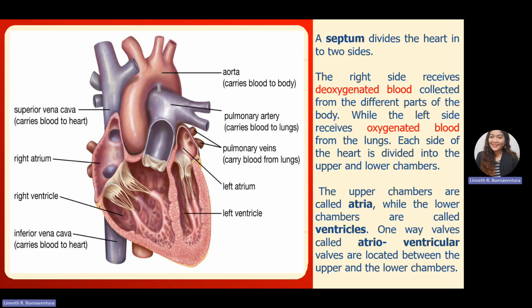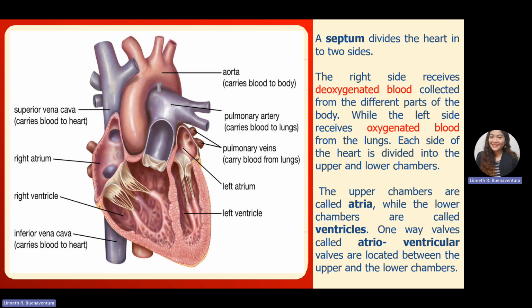The heart has different chambers. We have four chambers, and there is a part wherein it divides the two sides by a septum. The heart consists of four chambers. The left and the right are divided by a septum, while the upper and lower are divided into different chambers.